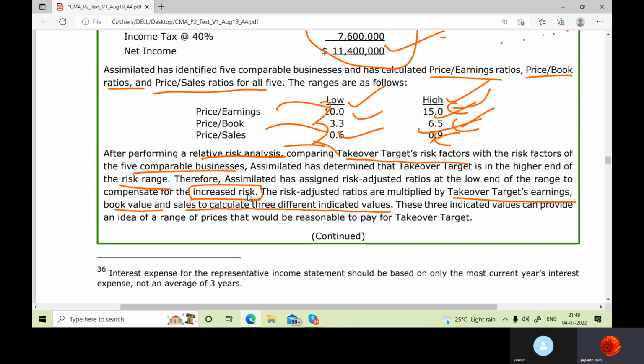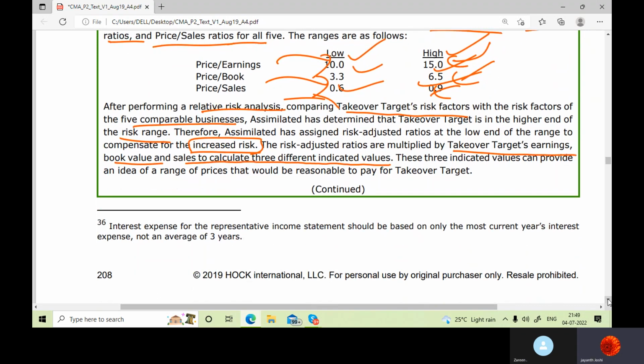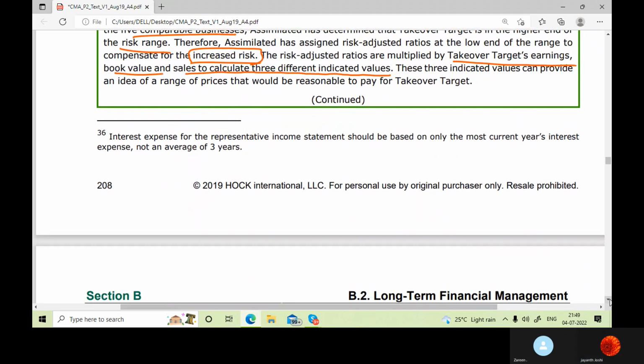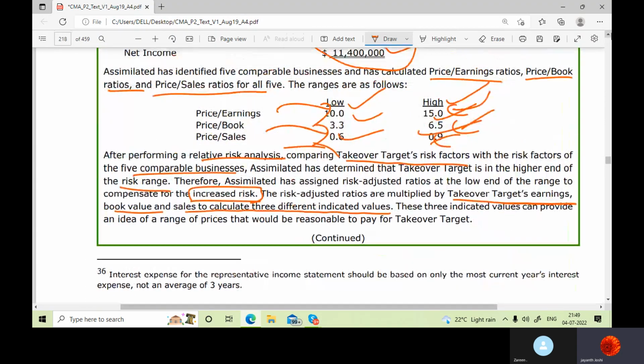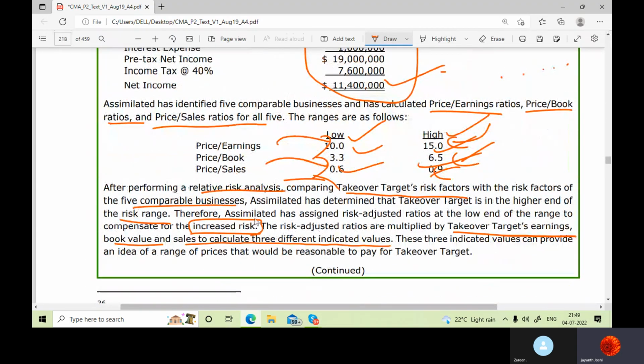So for that reason, they are taking the lower ratios and doing the risk adjustment. It is a very risky company. They don't want to take a higher risk. To compensate for taking a higher risk, since no one wants to go for a very risky business, they do the risk adjustment.